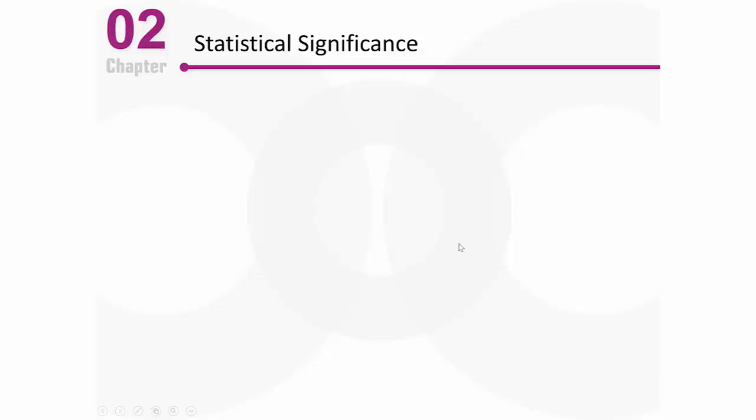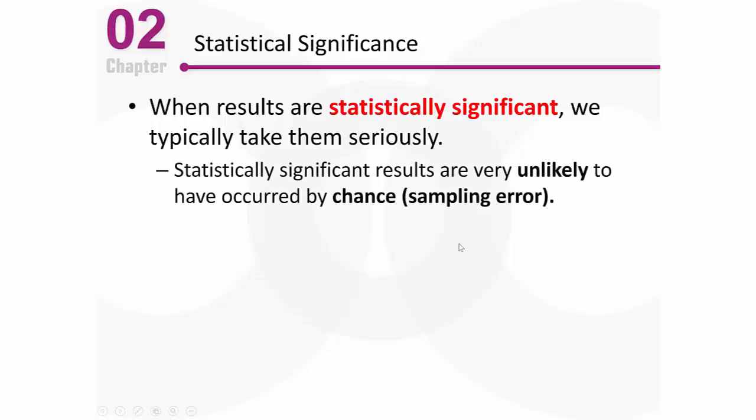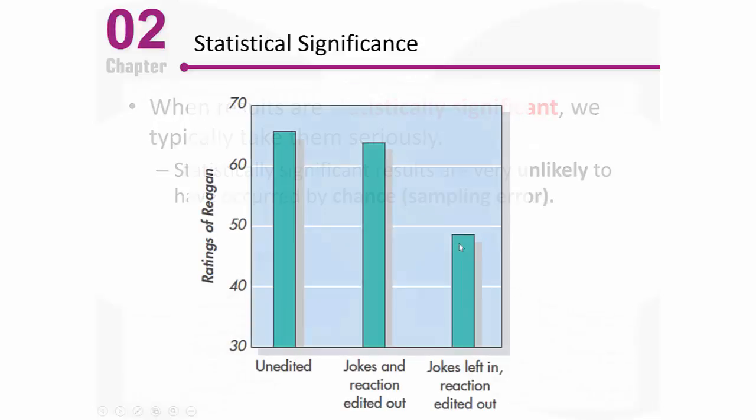All right, let's talk about one final topic, and that is statistical significance. You're going to see that your book is filled with results of research studies, and those research studies almost always have found statistically significant results, and that's why we're paying attention to them. So the first thing to keep in mind is when results are statistically significant, we usually take them seriously. What it means when we have statistically significant results is that it's very unlikely to have found those results just by chance. So for example, think about Reagan's study again.